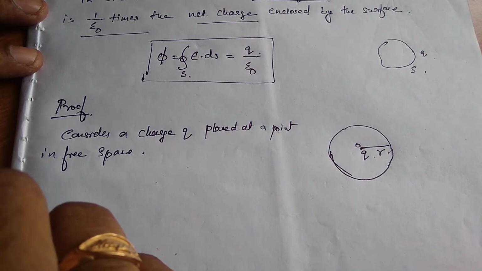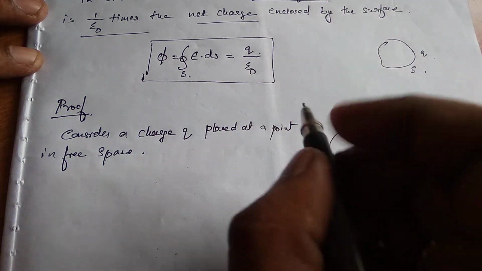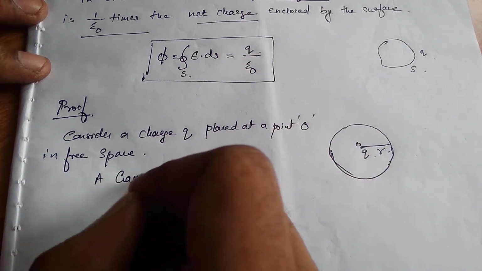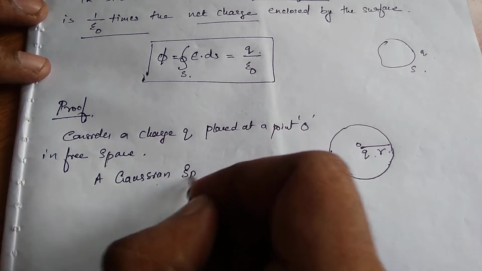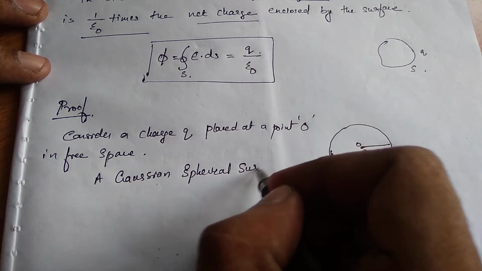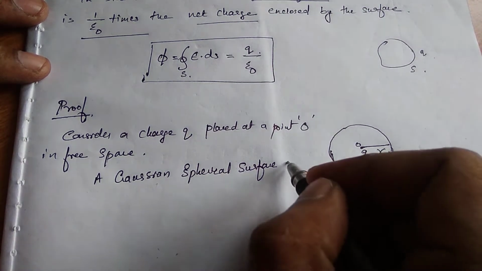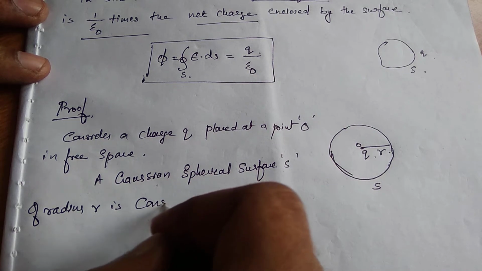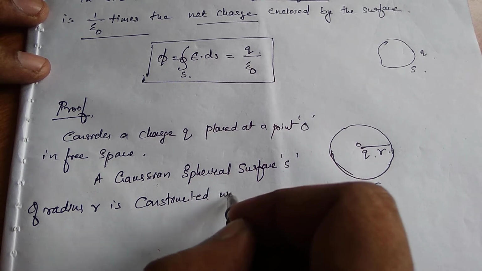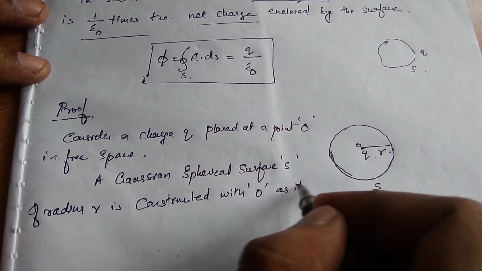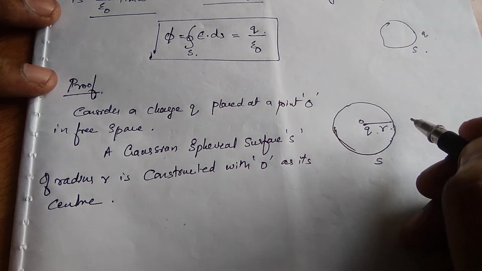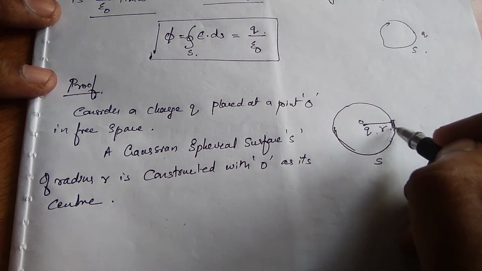Consider a charge Q placed at a point O in free space. A Gaussian spherical surface S of radius r is constructed with O as its center. Let P be a point on this surface.